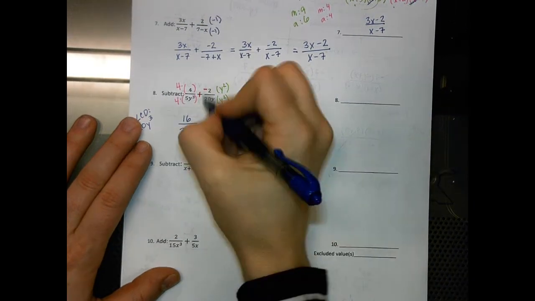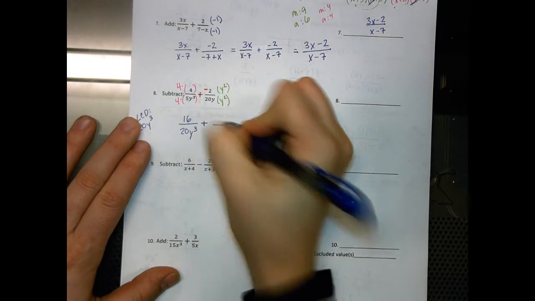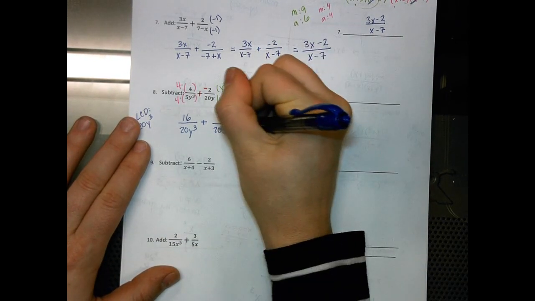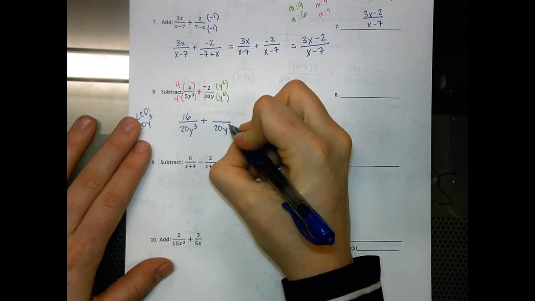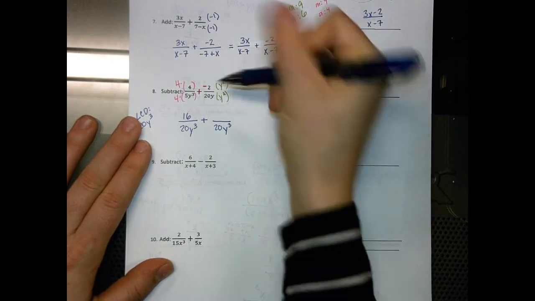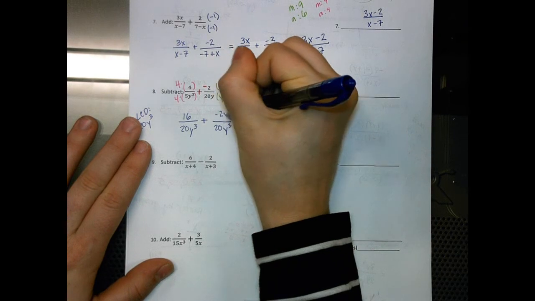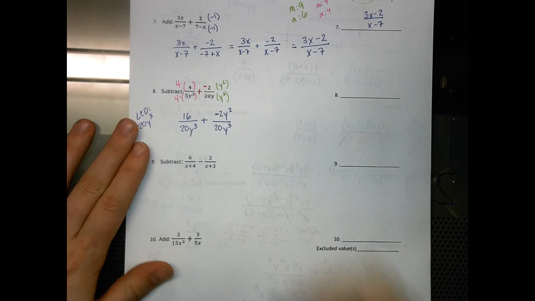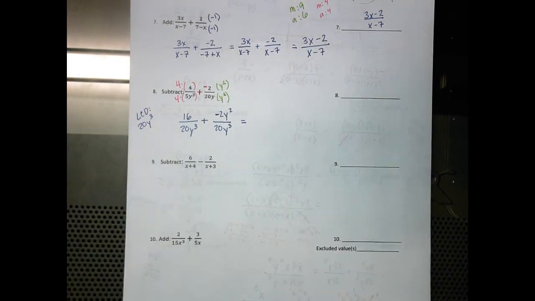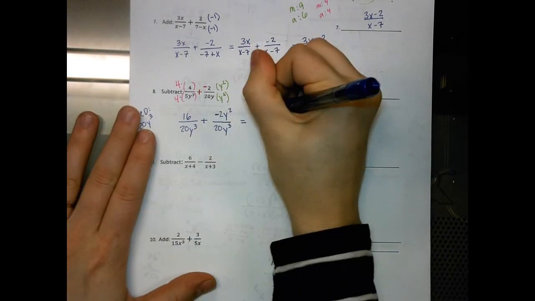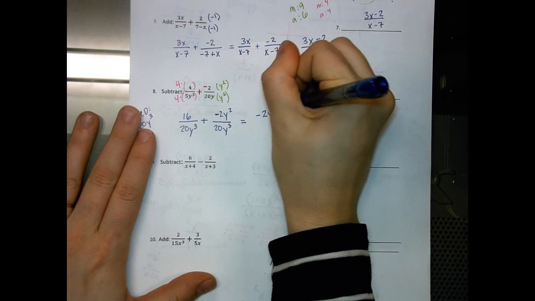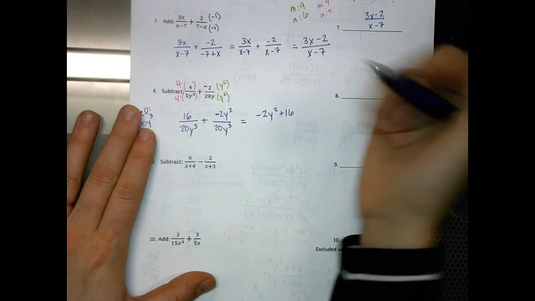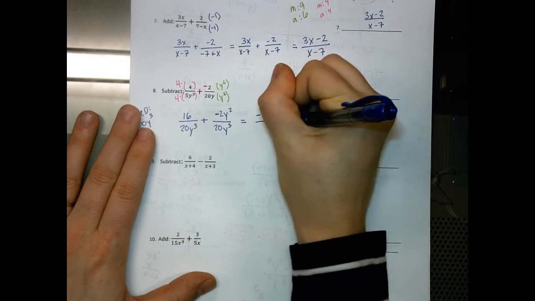So I changed it to an addition problem, so I'm going to show that. 20y times y squared is 20y to the third. Now they match, which is good. -2 times y squared is -2y squared. And then we're going to combine these together. Let's go ahead and put it into standard form. I have a -2y squared and a positive 16. My denominator stays the same.